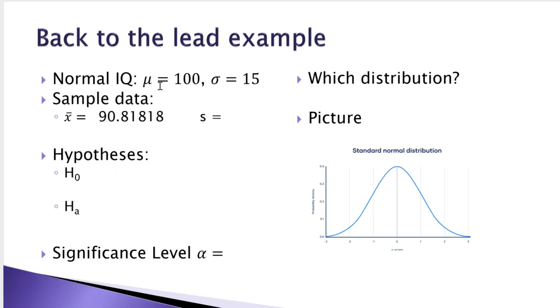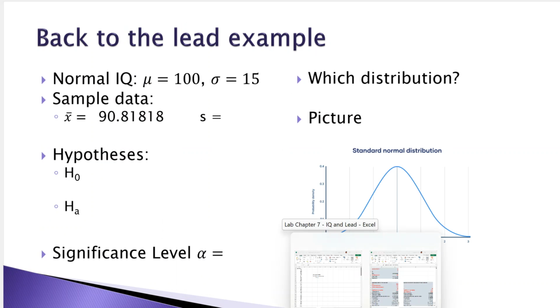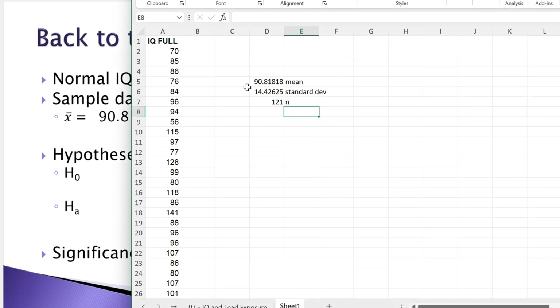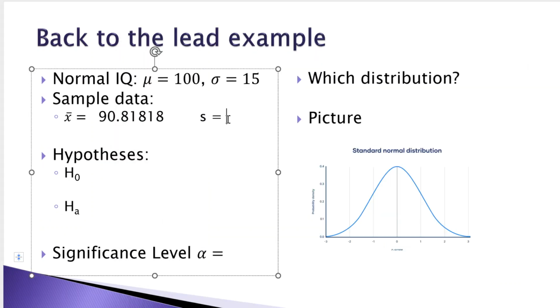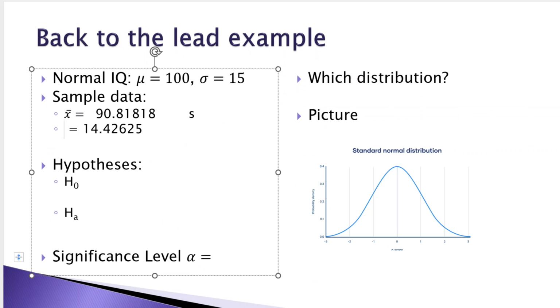For normal children, the mean is 100, the standard deviation is 15. For our sample data, our X-bar for our sample was 90.818, and our standard deviation was 14.4265, although I don't think we're going to need that. Let me move that down there so that we've got it all together. So there's our data.